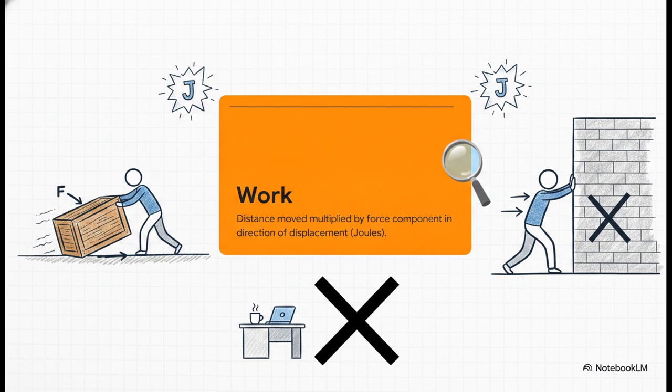In everyday language, work might mean sitting at a desk answering emails. But in physics, work is strictly mechanical. It's the distance moved multiplied by the force pushing in that same direction, measured in joules. If you push against a brick wall all day and it doesn't budge an inch, you might be totally exhausted, but mathematically, you've done absolutely zero work.